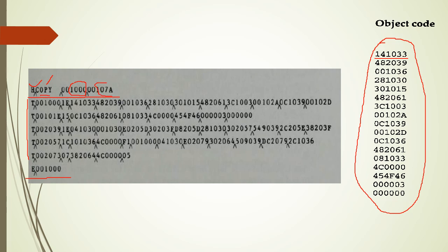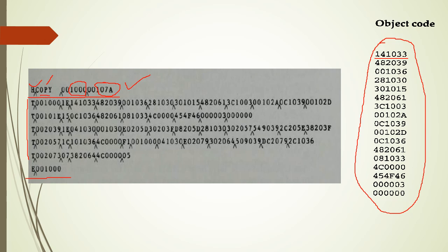I think you know how I got this value 107A. It is by subtracting the starting address from the end location counter value. The end value is 207A, the starting address is 1000, so I got 107A. This is about the header record.